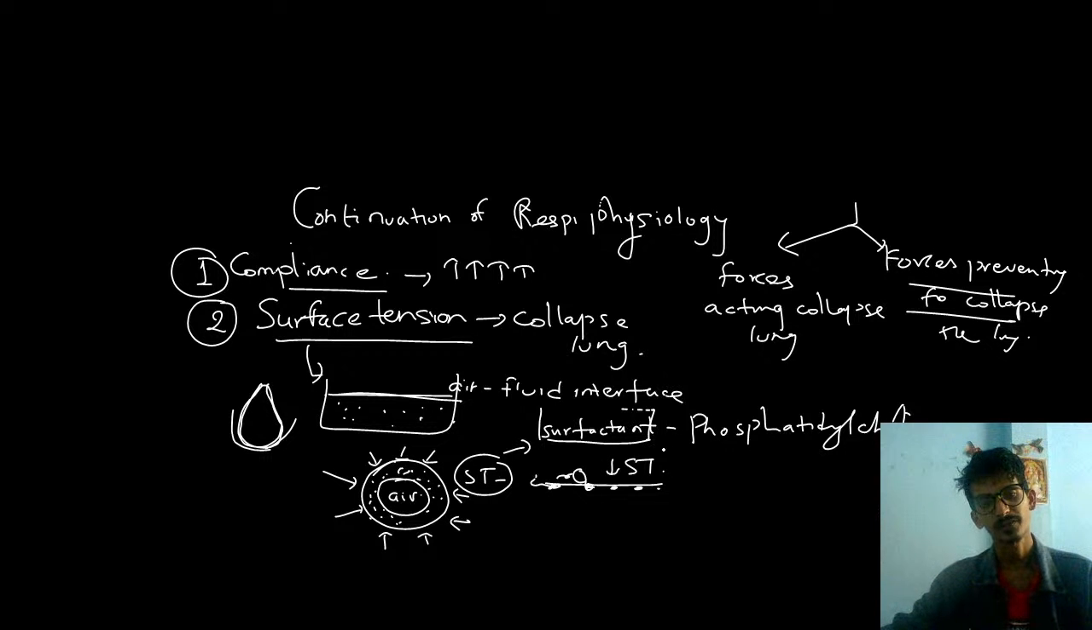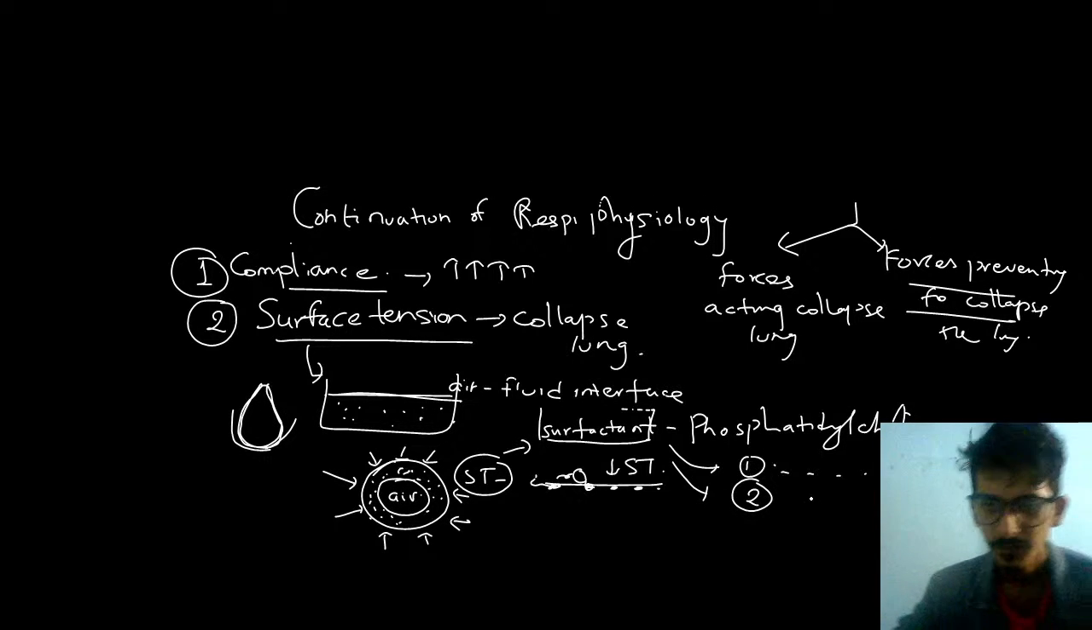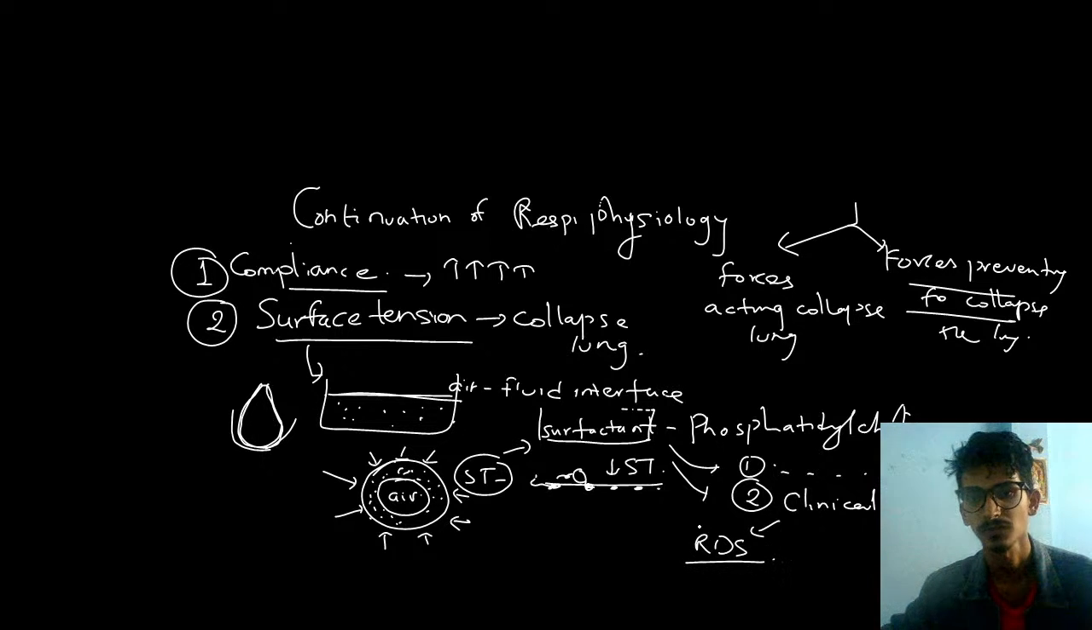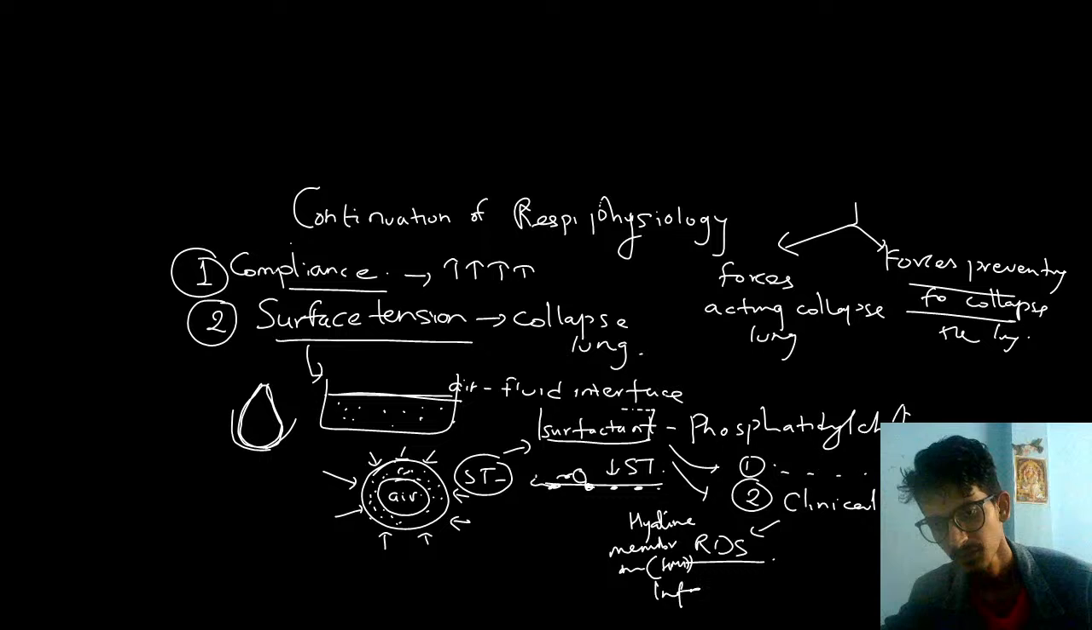How do we know that a surfactant reduces the surface tension? First of all, there are experiments done that have proved that it reduces the surface tension. And second is by the clinical applications of the disease, like in respiratory distress syndrome, like in hyaline membrane disease, HMD, which happens in infants and children lacking surfactant.